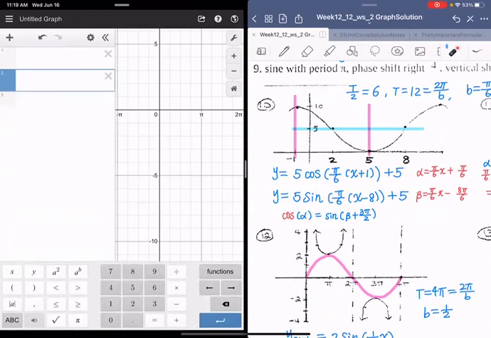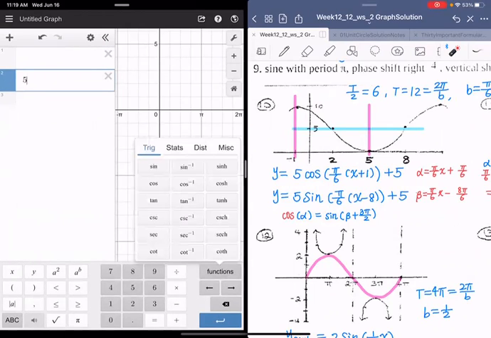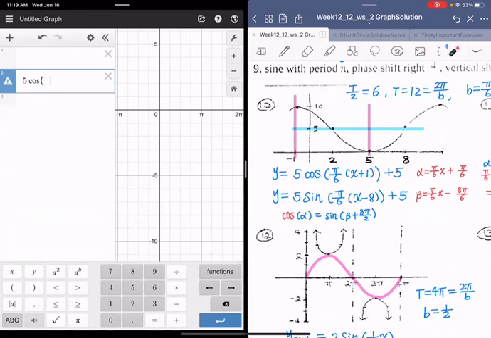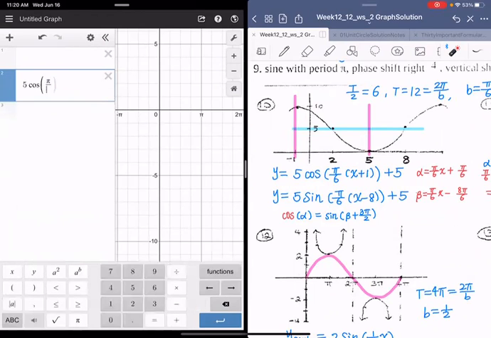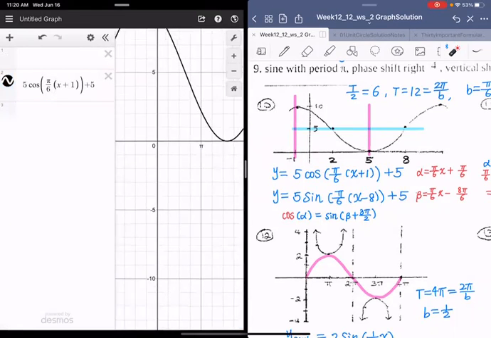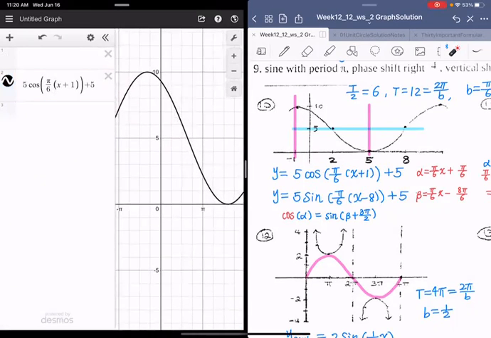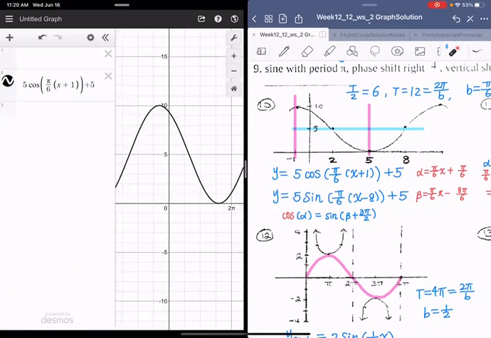So we can do here, as the first one is 5 times cosine pi over 6, and then times x plus 1. And then go here is plus 5, okay? So look at this. This is the same one as what we see here, right, Julia?